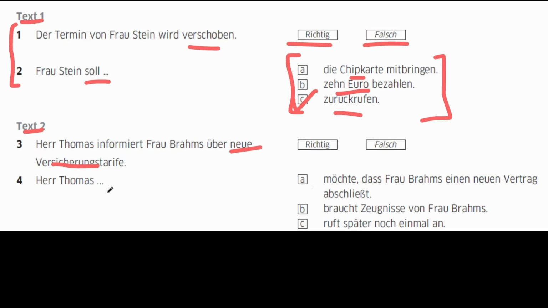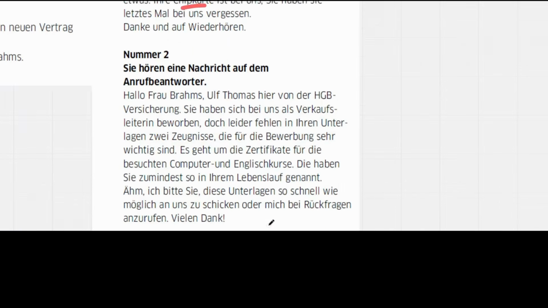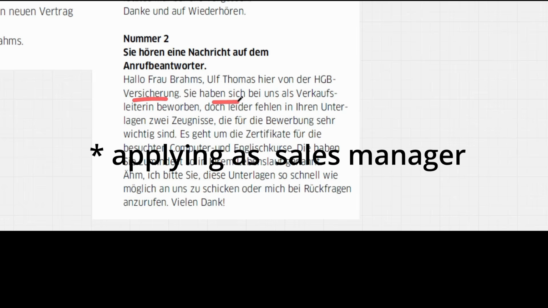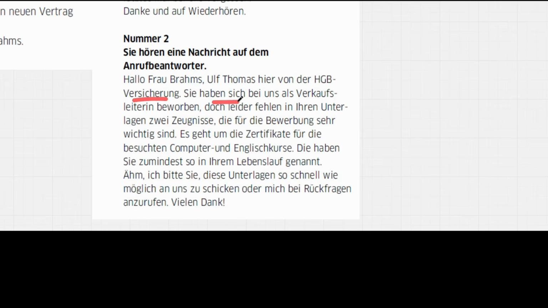And in question number 4, Mr. Thomas wants Frau Brahms to sign a new contract, or he wants some certificates from her, or he wants her to call. Remember, again, these 3 options are going to appear in the conversation. So here you see he is calling from HGG Versicherung. So which means yes, these are Versicherung tariffs, but are they new or old is another kind of question they can ask. So here you see he's saying that she's already a customer. These are not some new kind of contract he's talking about. It is something already existing, so the option is falsch.